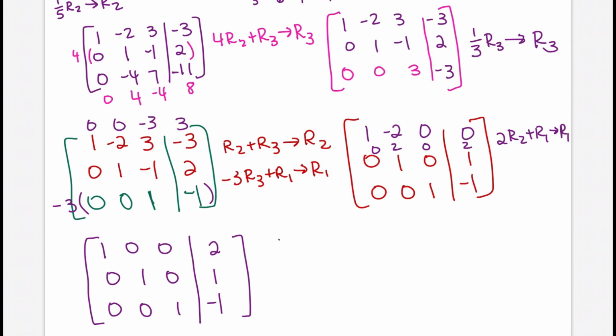Okay. So x equals 2, y equals 1, and z equals negative 1, which is 2, 1, negative 1.